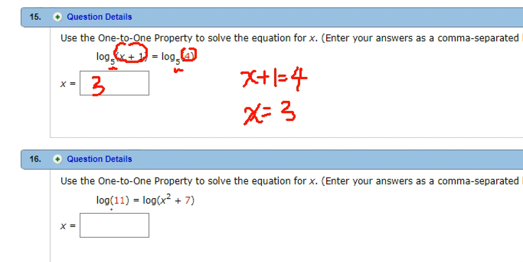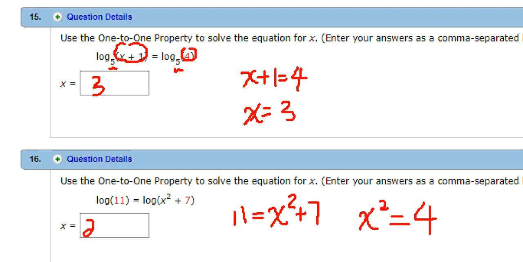The last one, again, if you see the base missing, according to the definition, that means the base is 10. So therefore, 11 has to be equal to x squared plus 7. And this is a quadratic equation. Oftentimes, I just solve it by subtracting 7 from both sides. So 11 minus 7 is equal to 4. Therefore, x is 2 and negative 2 after you take the square root. So this is it.